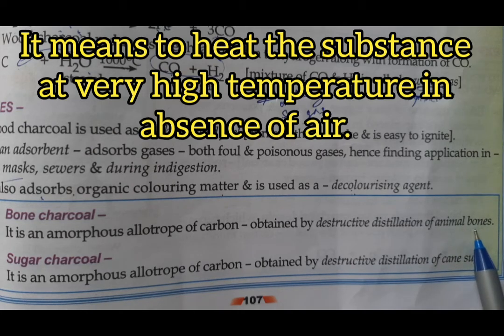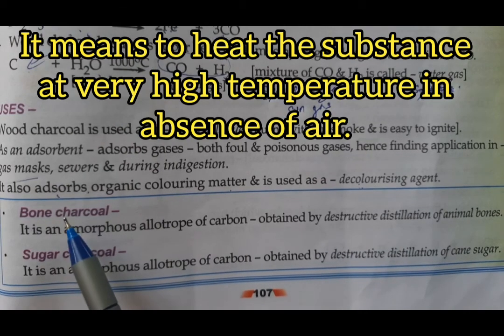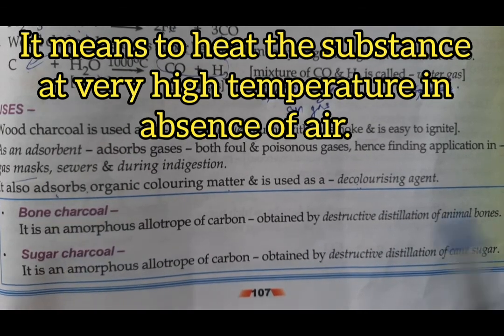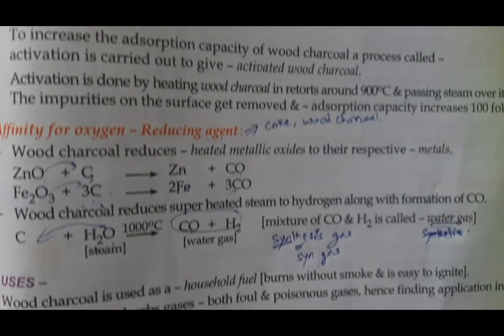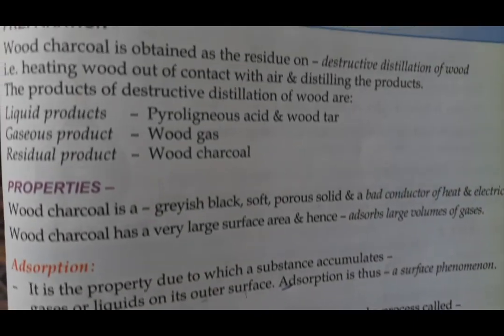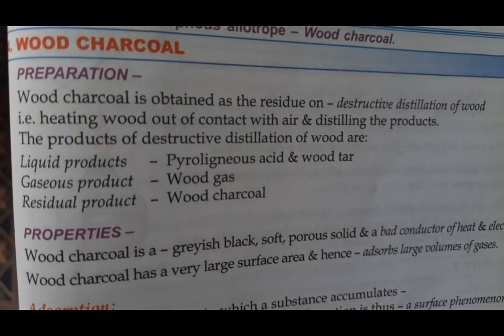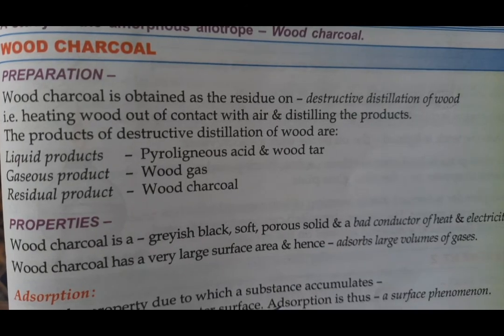So destructive distillation always means to heat at high temperature in absence of air. So when you heat animal bone at high temperature in absence of air, that is called destructive distillation of animal bones. And when you heat cane sugar at very high temperature in absence of air, that is called destructive distillation of cane sugar, students. And by that process, we prepare bone and sugar charcoal. That much you remember for this. Whereas for wood charcoal, you need to remember in detail. So whatever I have explained, you can mark it on the book and you can learn.